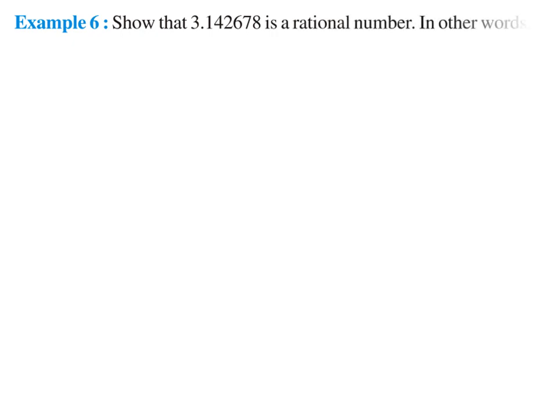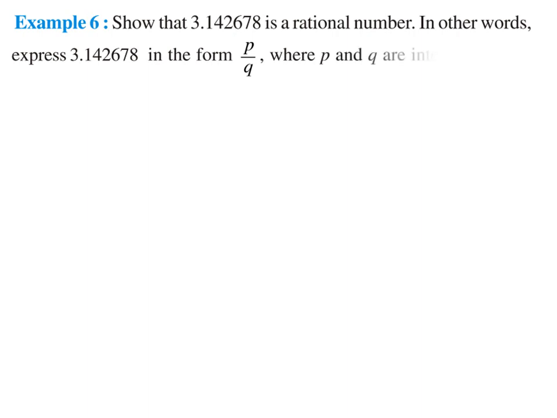Example number 6 of your textbook. Show that 3.142678 is a rational number. In other words, express 3.142678 in a form p by q where p and q are integers and q is not equal to 0.